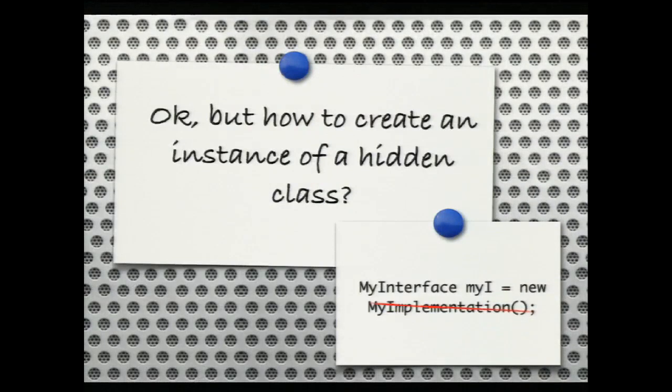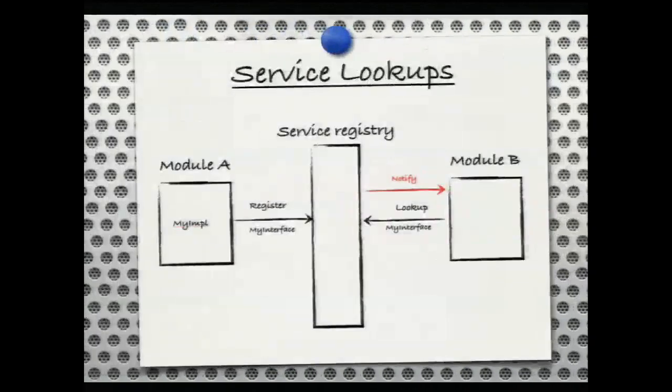Right. So how do we create an instance of such a hidden class? I mean, you cannot do something like my interface is new my implementation, because the my implementation class resides in a private part of another module, right? So you do not have access to that implementation class. So we need something for that. But one of the things which was actually just suggested, dependency injection, is a way to do that.